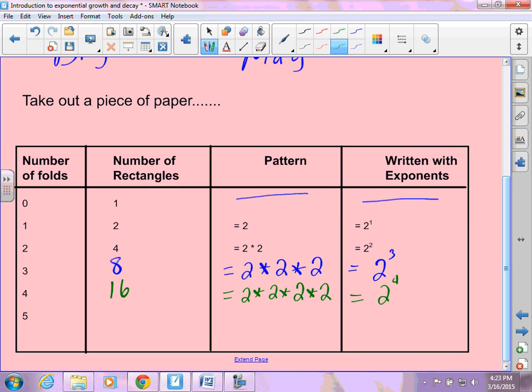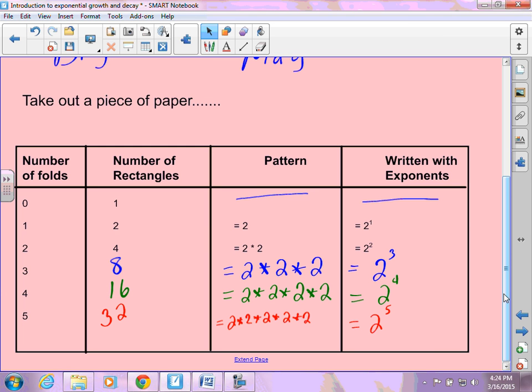Then finally, fold it again. Think to yourself, how many rectangles will I have? Open it up and count it. You're going to notice that we have 32 rectangles. That, of course, can be written as 2 times 2 times 2 times 2 times 2, or 2 to the 5th, 5 being the number of folds. So I can take a number and use it with exponents to help me decide the future. All right, let's go to the next slide.